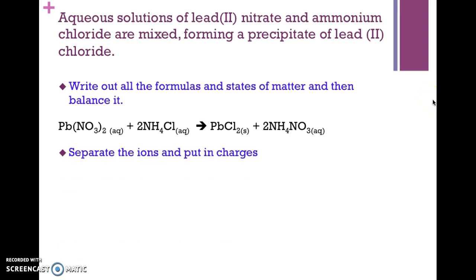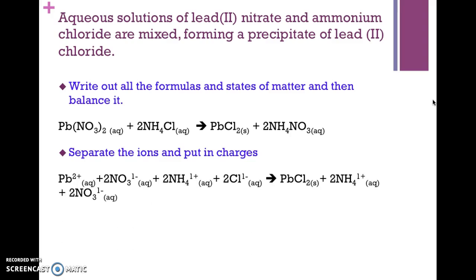Next, we separate the ions and put in the charges. So we see that lead gives away 2 electrons, so it has a +2 charge. Nitrate takes 1 electron, and there's 2 nitrates, so we have to write down 2 NO3. Then we have ammonium. Again, we have 2 ammoniums, each with a +1 charge, and 2 chlorines, each with a -1 charge. Then lead(II) chloride is a solid. It's the product of this reaction. So we don't break lead(II) chloride up.